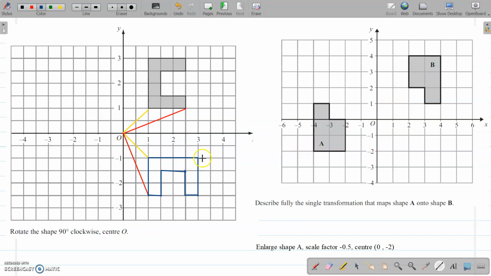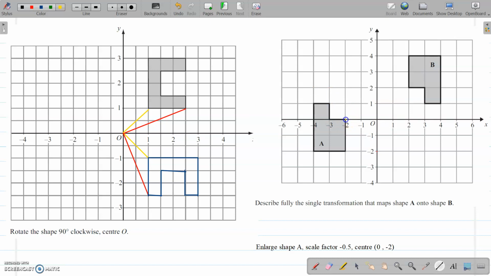Okay, now we go to the 4th question here, which is concerning a single transformation that maps A onto shape B. Now there's actually 2 possible answers you can give to this. The most likely answer would be a rotation, and I'll just put a couple of lines in to show you how that would work.